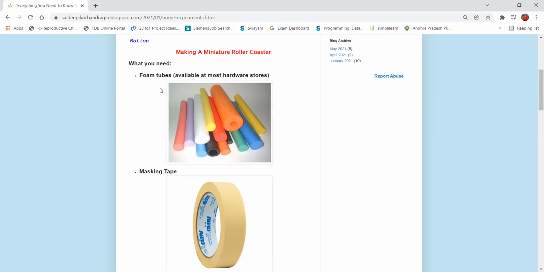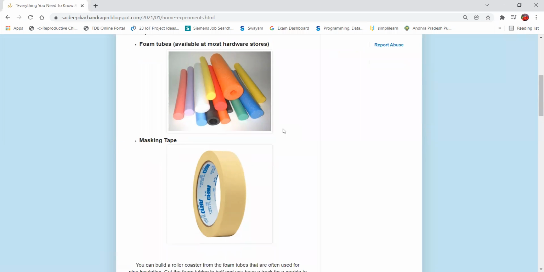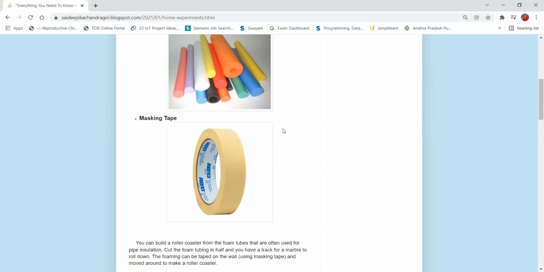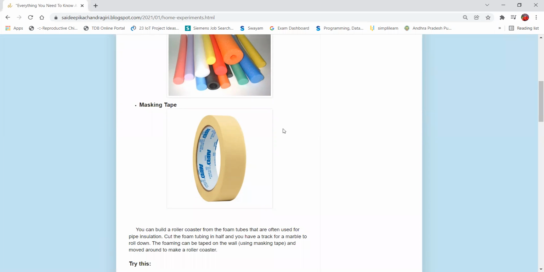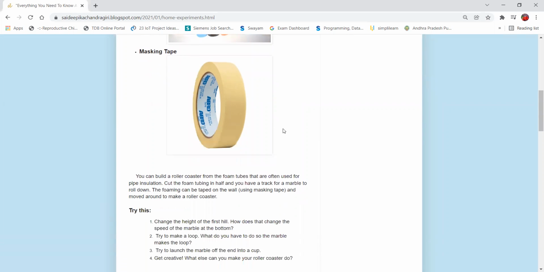For this experiment, there should be some materials. The first one is foam tubes. Foam tubes look like this, and they are available at most hardware stores, and you all know this. The second one is masking tape. It is highly used in hospitals too.